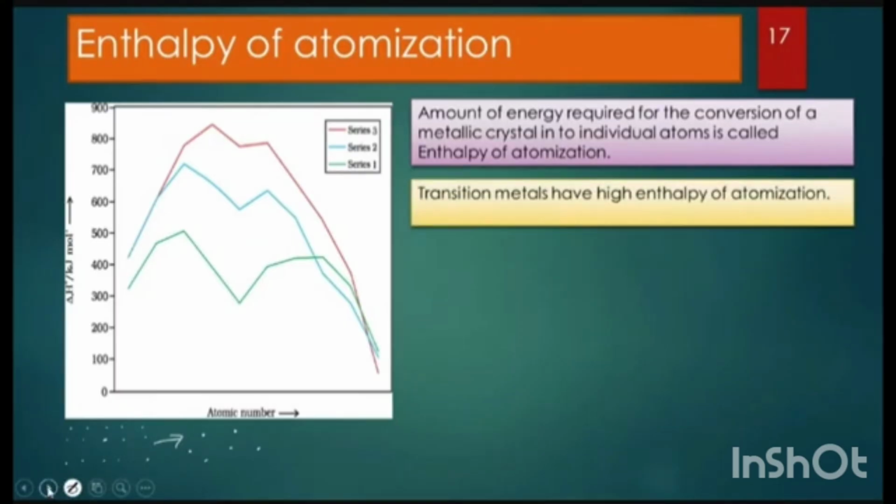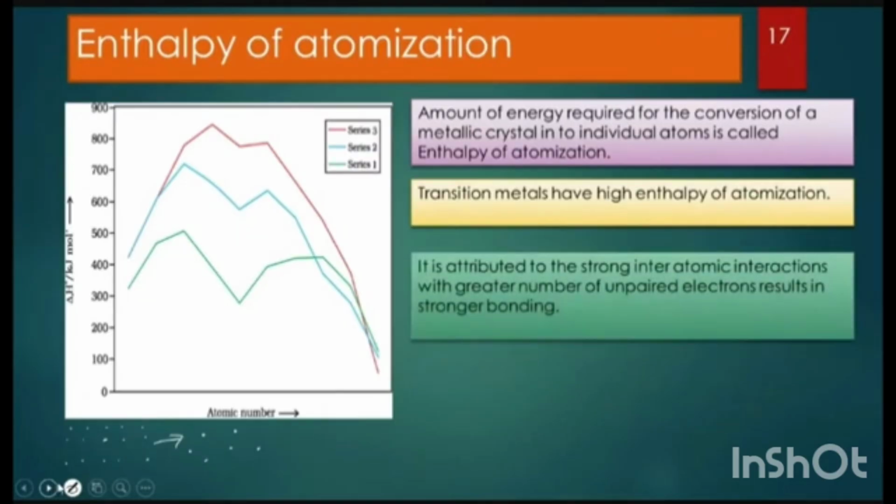Here, the transition metals have high enthalpy of atomization. It is attributed to the strong interatomic interactions, with a greater number of unpaired electrons resulting in stronger bonding. What does it mean? If the metal atoms offer a larger number of unpaired electrons, that leads to strong interatomic interaction. That means the bond between the metal atoms becomes stronger and stronger. That is why, if we want to break a metallic crystal into its individual atoms, we have to supply a large amount of energy.